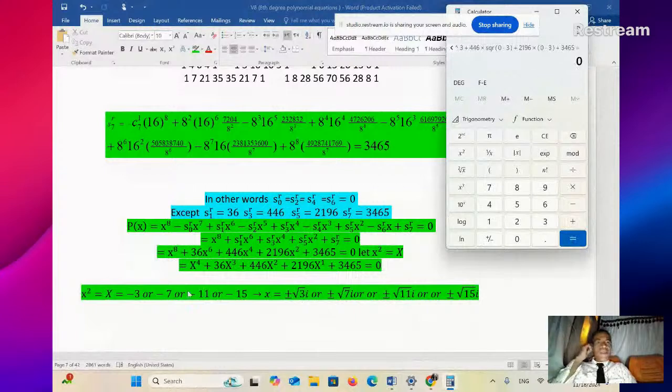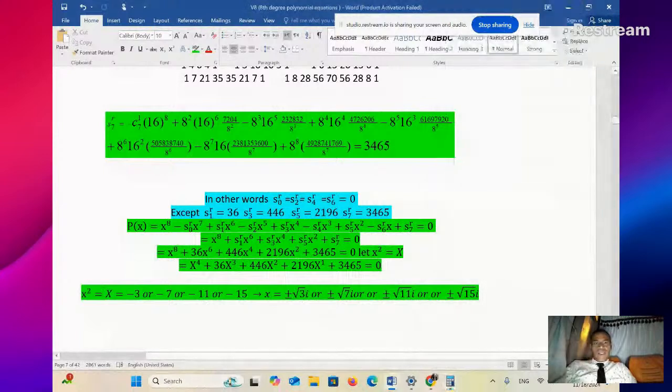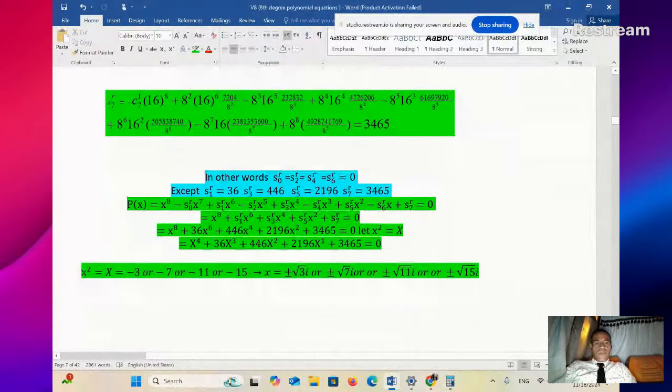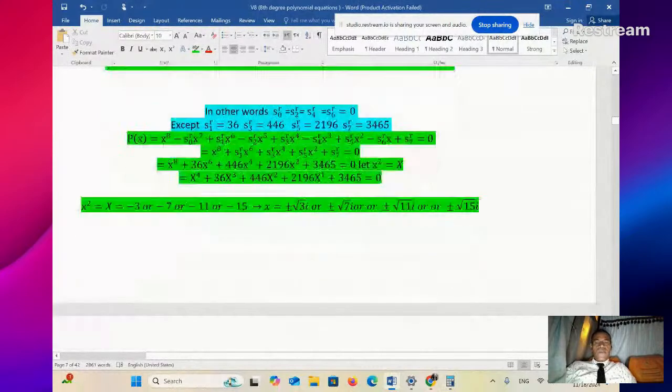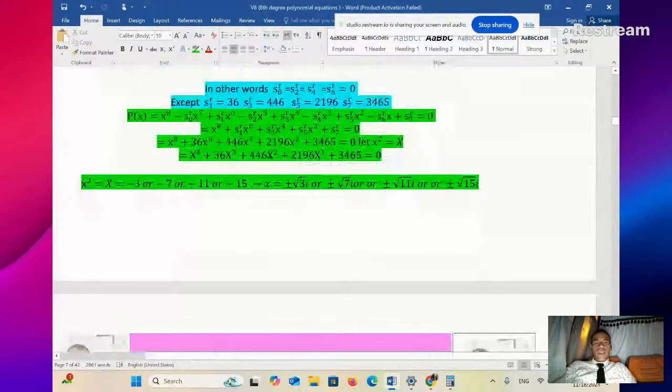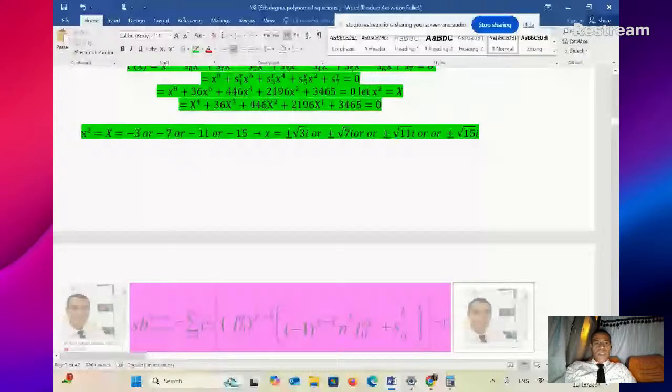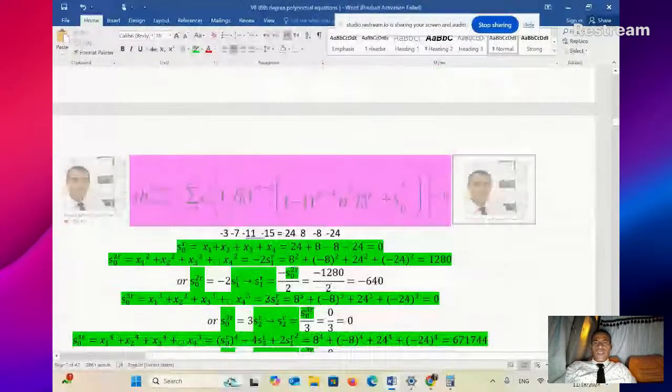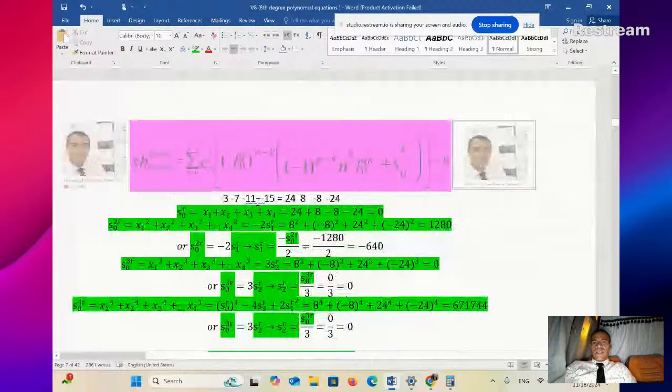If you substitute negative 7, it will also be the same. So negative 7 is a root, negative 11 is a root, and negative 15 is a root. Now you can check this one by yourself. Now let's proceed and continue from where we obtained the x roots of this fourth degree polynomial equation that is obtained from the eighth degree polynomial equation. Now, learners, we can see that negative 3, negative 7, negative 11, negative 15 are the x roots of this fourth degree polynomial equation.